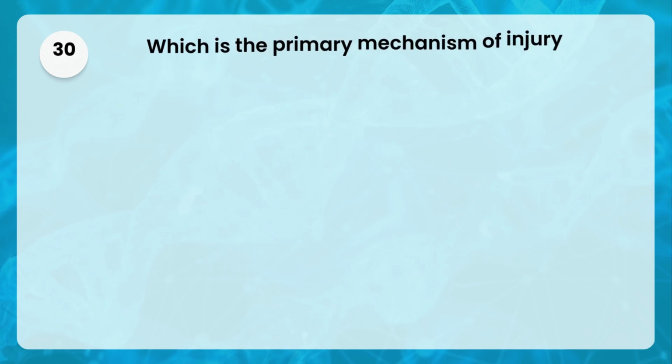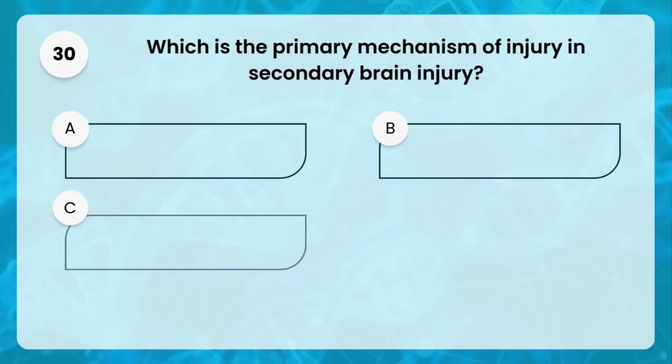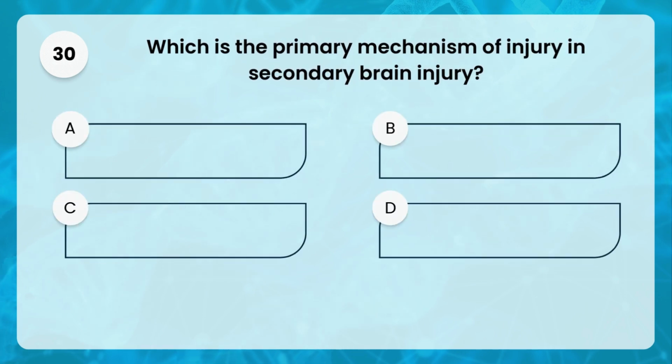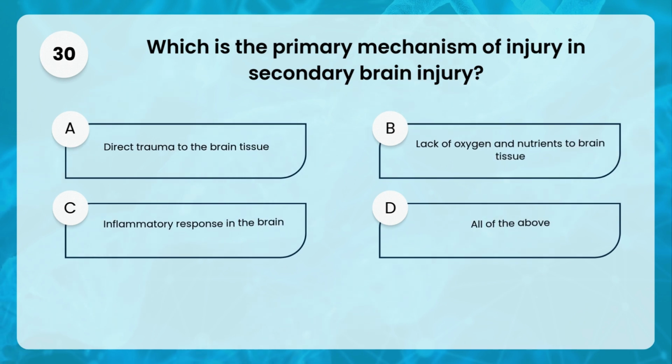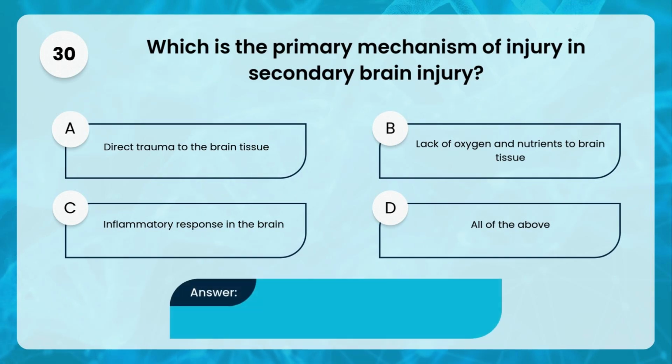Number 30. Which is the primary mechanism of injury in secondary brain injury? A. Direct trauma to the brain tissue. B. Lack of oxygen and nutrients to the brain tissue. C. Inflammatory response in the brain. Or D. All of the above. The answer is B. Lack of oxygen and nutrients to brain tissue.